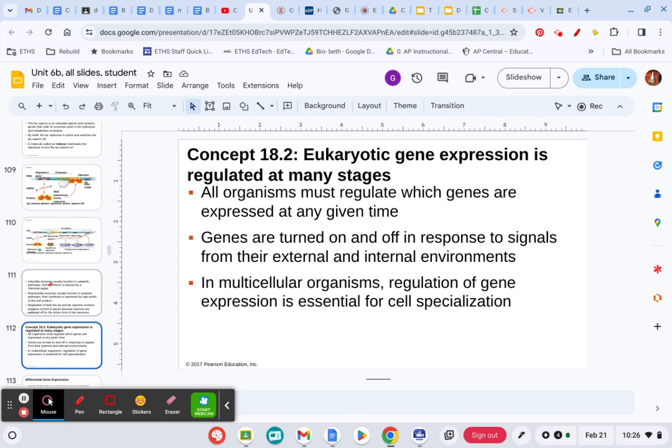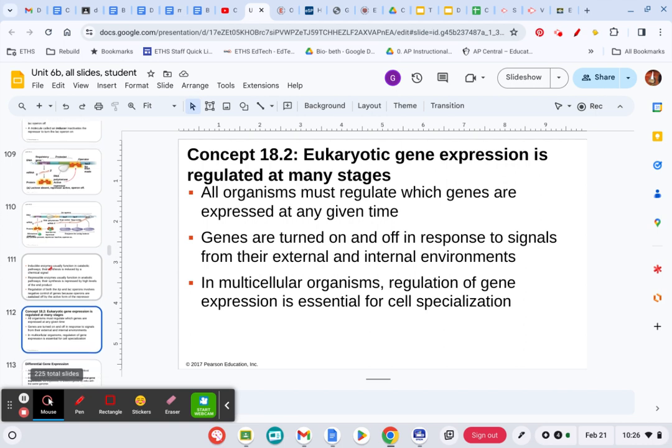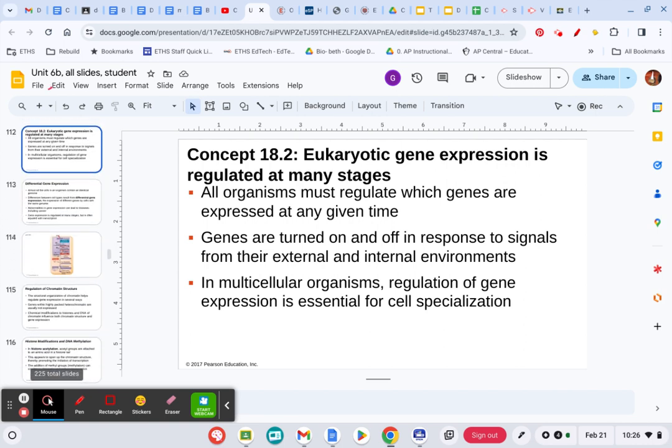However, you don't want to produce a flower and you don't want it to go to seed if you're not in a good situation. So if the soil is poor or there's not enough sunlight or there's not enough water, all those things could keep that from causing a particular protein to be expressed. So let's talk about the different ways that we can do that.